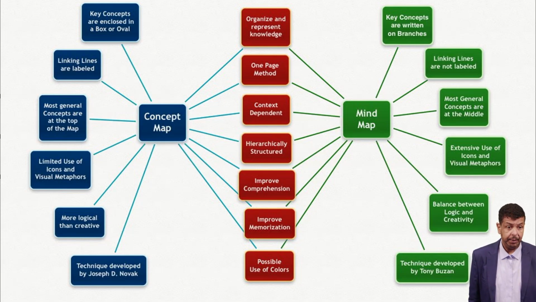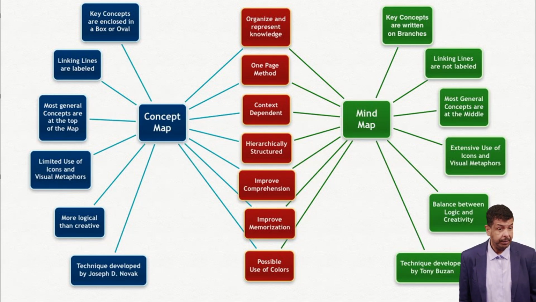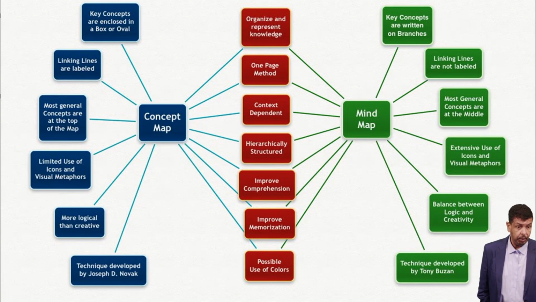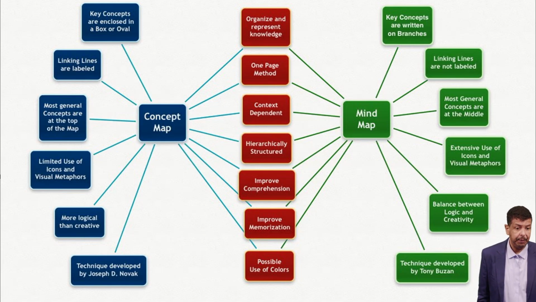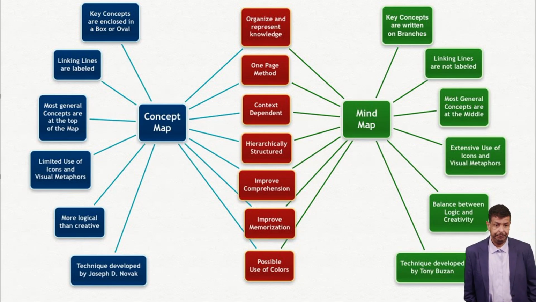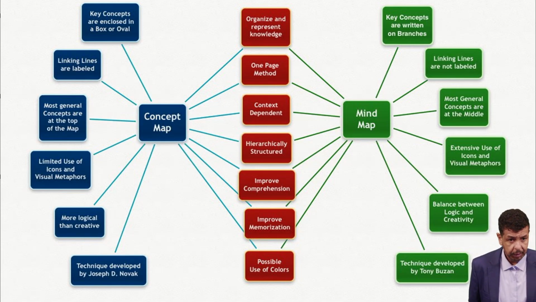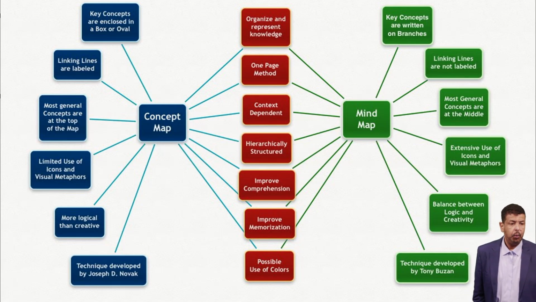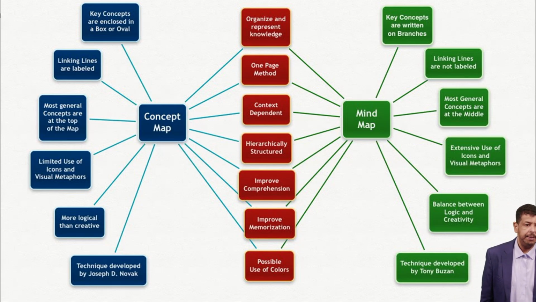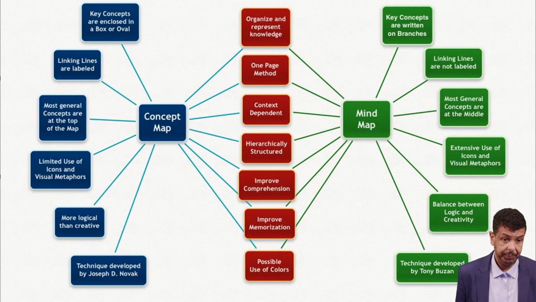Both of them are one-page methods. They are based on the concept, context dependent, the structure, improving comprehension, improving memorization, and possible use of color. Let us start with the concept map. The key concepts are in boxes, while in the mind map, the key concepts are written on branches.